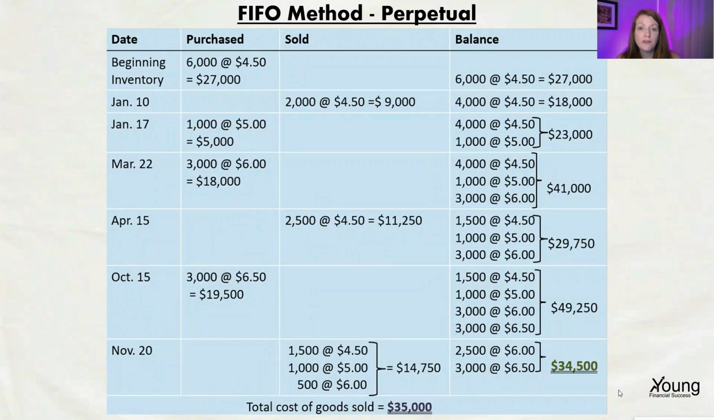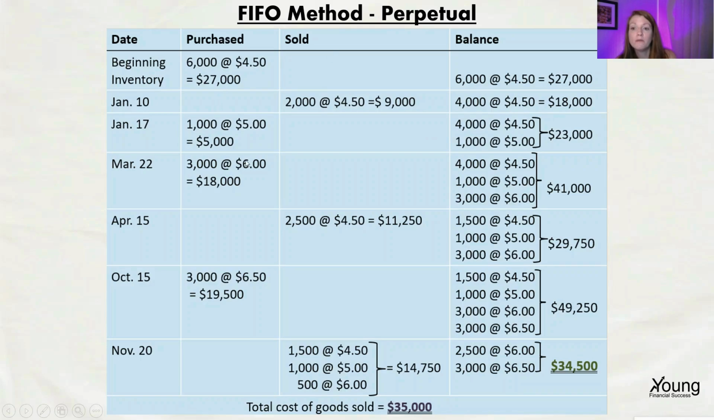Then on January 17th, we purchased another 1,000 at $5 a piece. So here we don't average them together. We keep it separate. We take the 4,000 that we had left January 10th. We bring it down, and then we add in the 1,000 we bought at $5. So we keep them separate. We need to know which we bought first and which we bought next. When we add those together, we come up with 23,000 that we spent on that inventory.